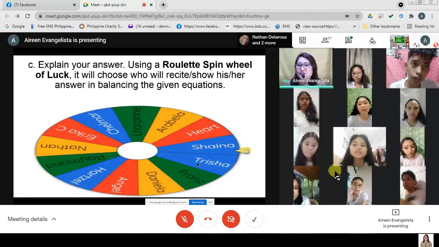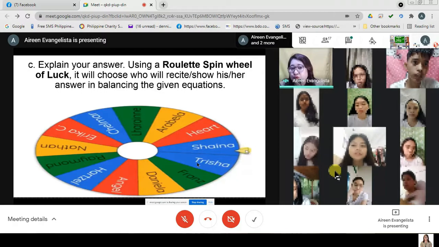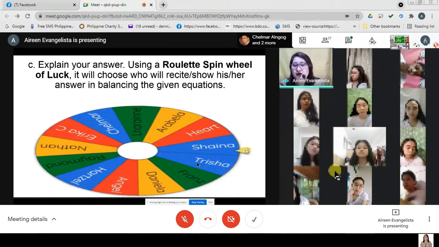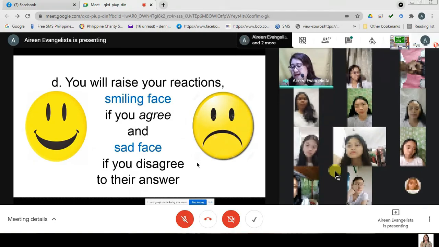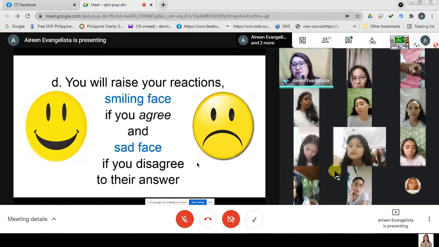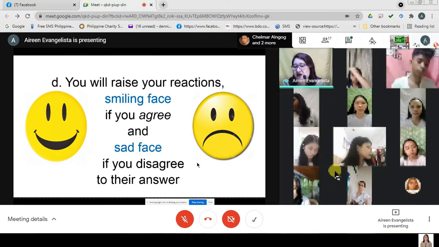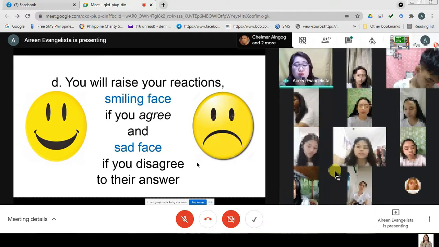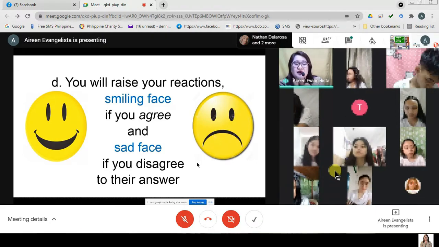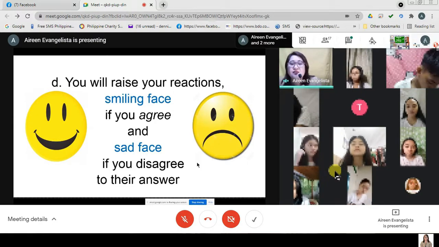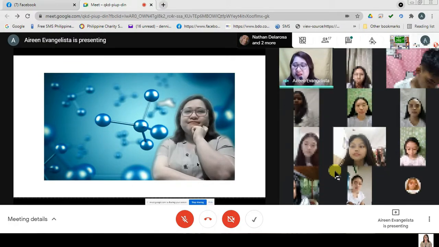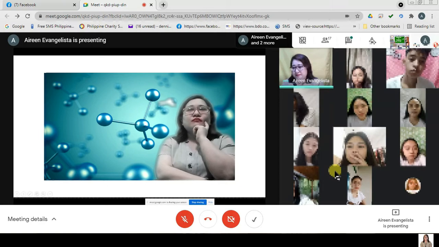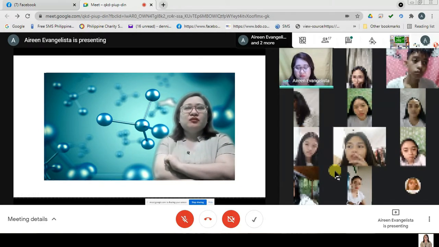In this part, guys, using a roulette spin wheel of luck, it will choose who will recite or show his or her answer in balancing the given equations. The other participants, you have to listen, because you have to raise your reaction: a smiling face if you agree and a sad face if you disagree with their answer. So you have to make a drawing of a smiling face and of a sad face. I will show you my video on how to balance a chemical equation.